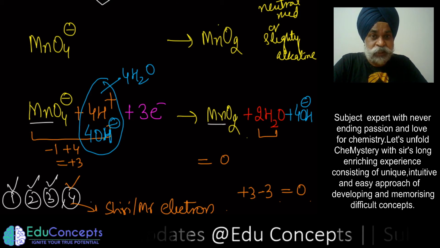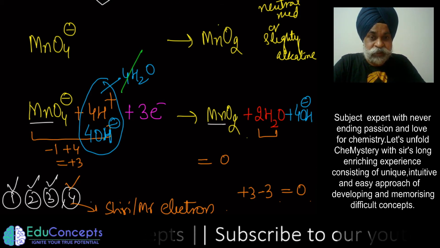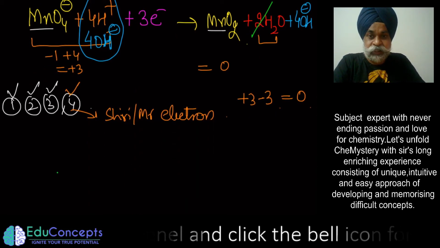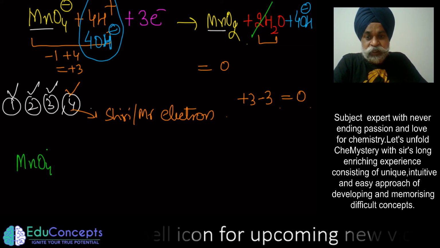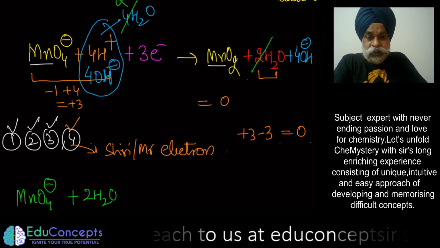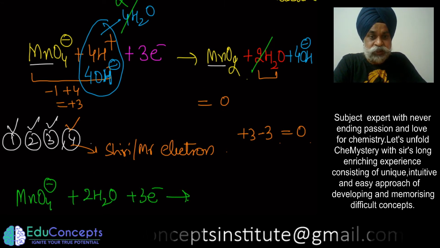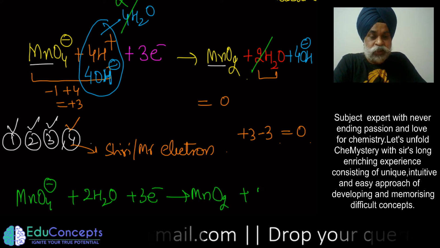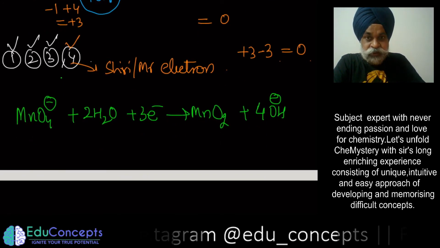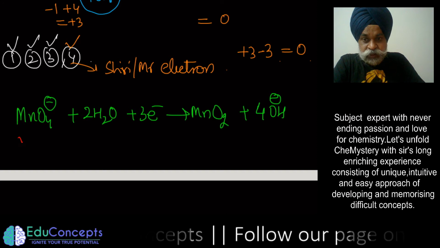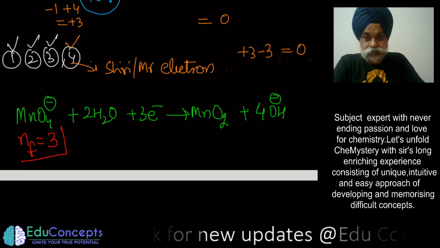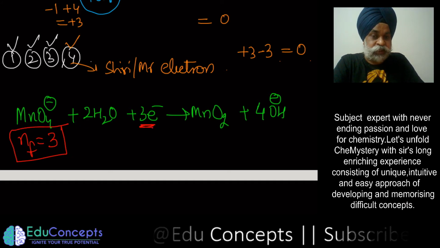Now what you are able to do is cancel these water molecules. So here you would get 2. So the net reaction: permanganate ion takes, if you could see here, 2 water molecules plus 3 electrons and changes to MnO2 along with 4 OH negative. So during the course of this half reaction, the n factor for this species would be how much? 3. That is, 1 mole of it is taking 3 electrons.